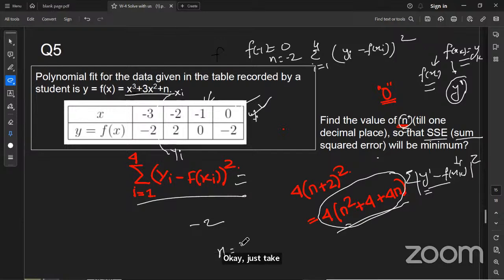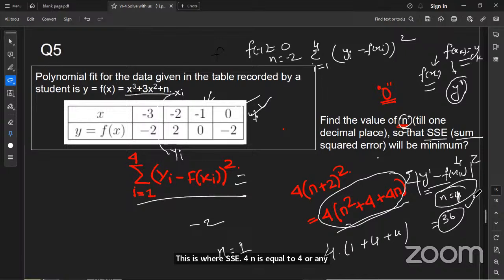n is equal to 1. What will you get? 4 into 4 into 1 plus 4 plus 4. 4 plus 4 is 8, plus 1 is 9, 9 into 4 is 36. This is your SSC for n is equal to 4, n is equal to 1. Is this minimum? Yes, because you have one error which is minimum.